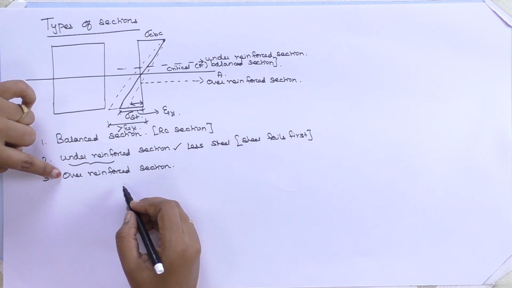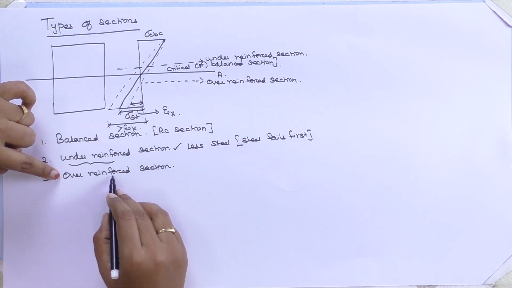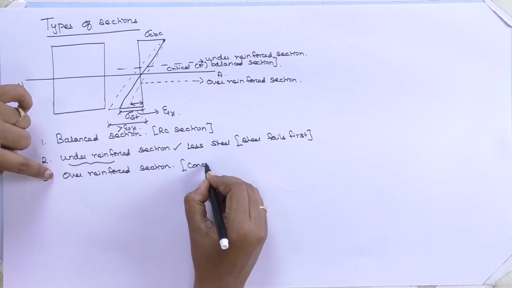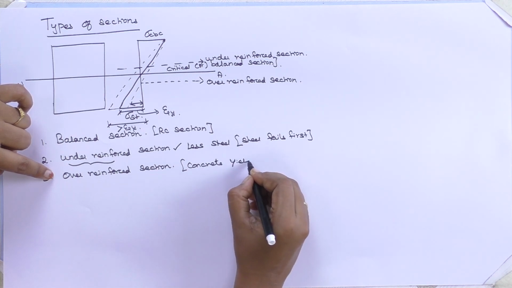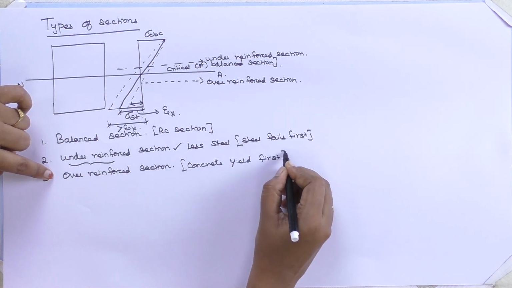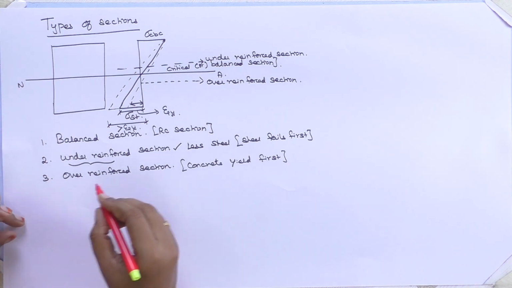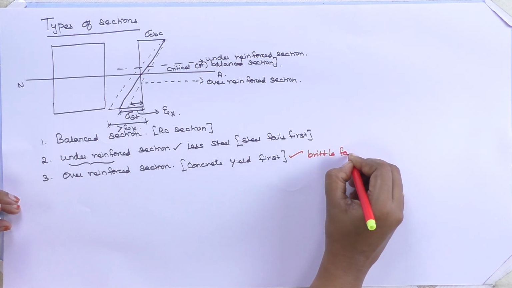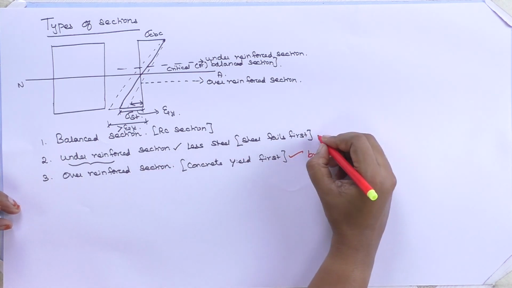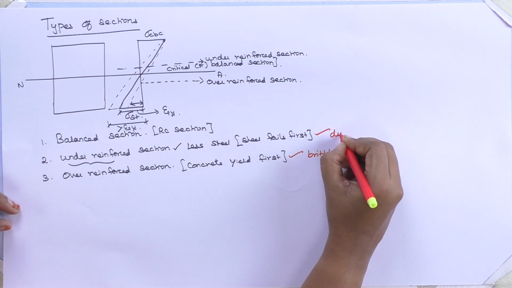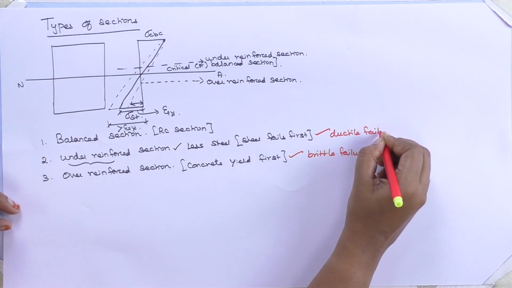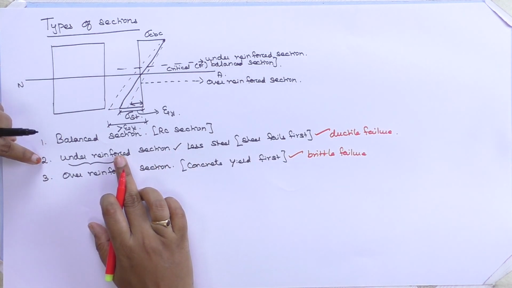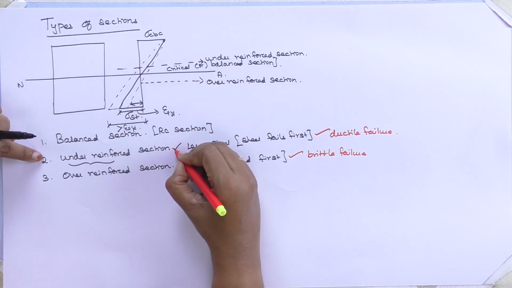Okay, let me come to the over reinforced section. The over reinforced section is that we are putting more amount of steel so that concrete yields first. Here the over reinforced section will be subjected to brittle failure, whereas under reinforced section will be subjected to ductile failure. It will give you enough warning before collapsing of your structure. That's why we are mostly using under reinforced section from our design point of view.